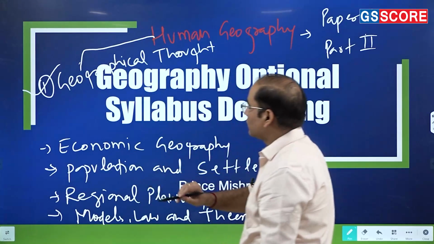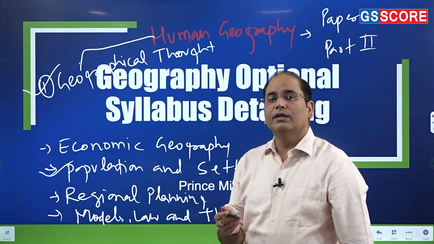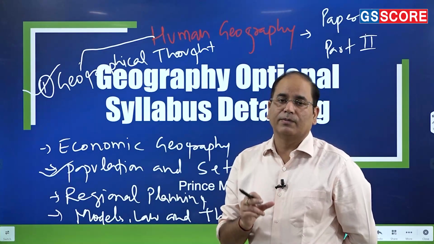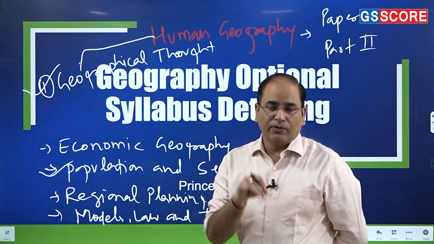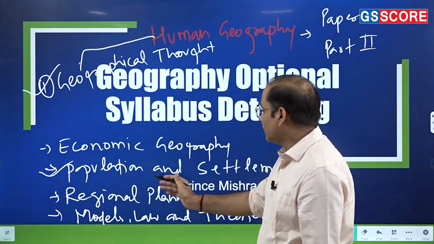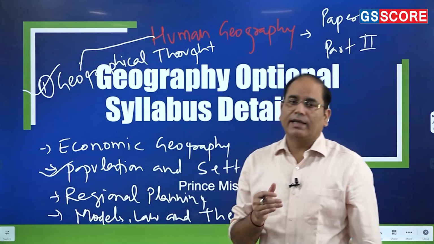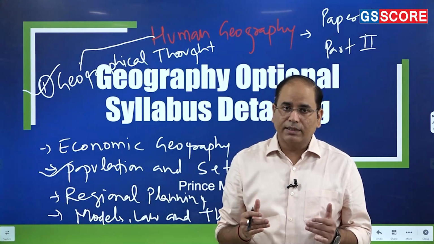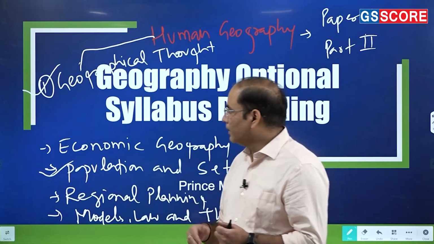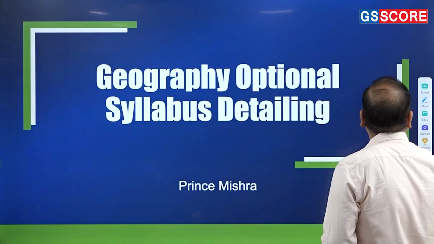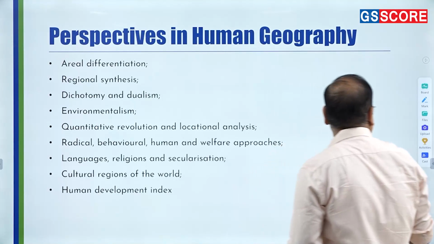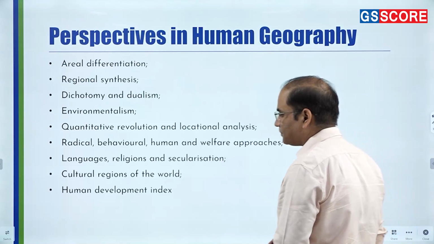The first chapter, geographical thought, and population and settlement are part of the human component, whereas economic geography and regional planning are mainly associated with the economic component. In this session, we will look at the details of the human component, that is, perspectives in human geography and population and settlement. UPSC refers to the topics of population and settlement in one chapter only, but for your convenience, I have divided these 2 topics separately. So we will learn population geography and human geography separately.